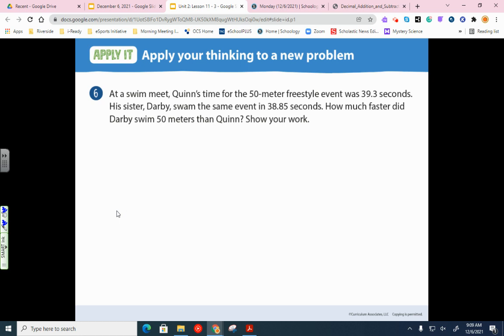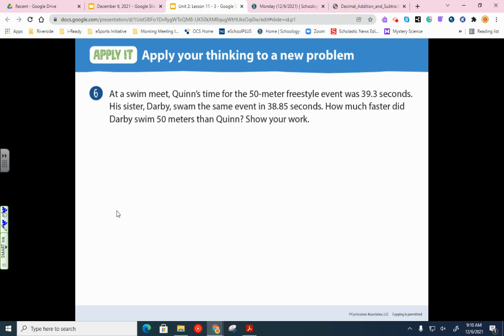All right, you can skip 5, and let's go right on to 6 on page 218. At a swim meet, Quinn's time for the 50-meter freestyle event was 39 3/10 seconds. His sister Darby swam the same event in 38 85 hundredths seconds. How much faster did Darby swim 50 meters than Quinn? Show your work. Again, we're comparing and trying to find the difference.